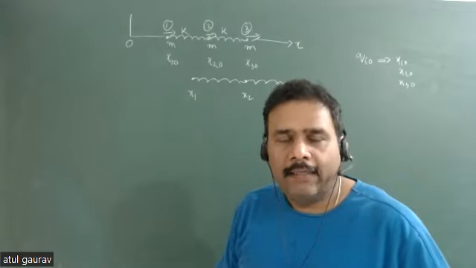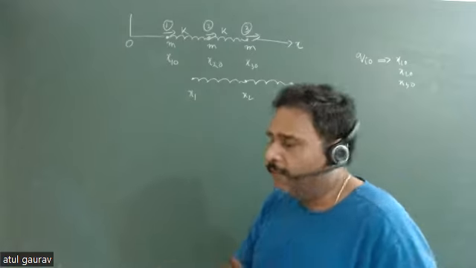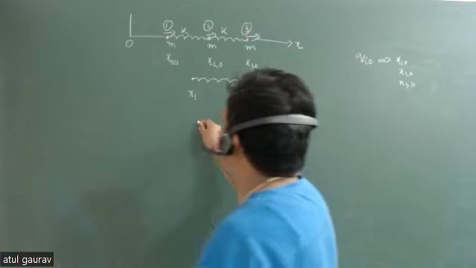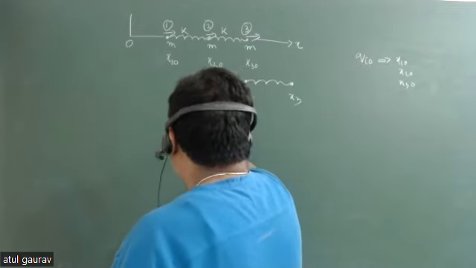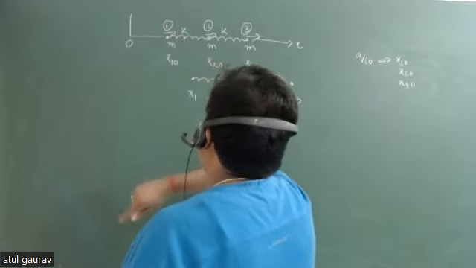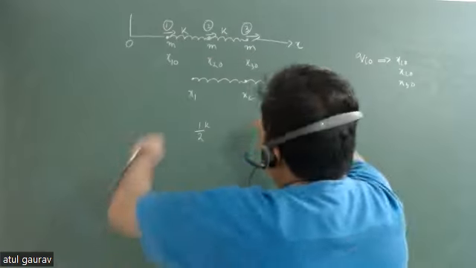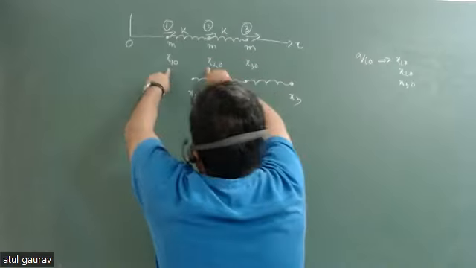ये तो आप सबको क्लियर है ना? Yes, sir. वेरी गुड. सो चलो यहां पर देखते हैं क्या हो रहा है. फर्स्ट स्प्रिंग की बात कर रहा हूं. Half k into change in length square. So what is change in length square? Present length minus original length.